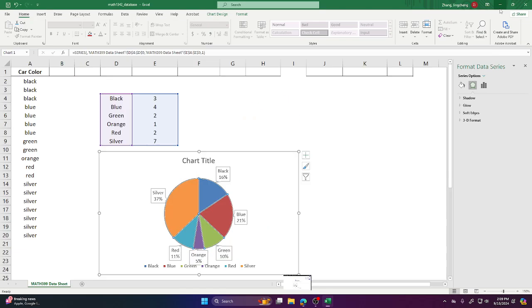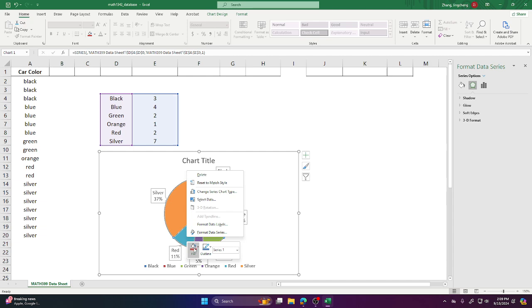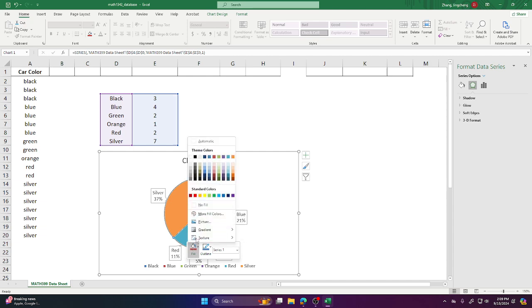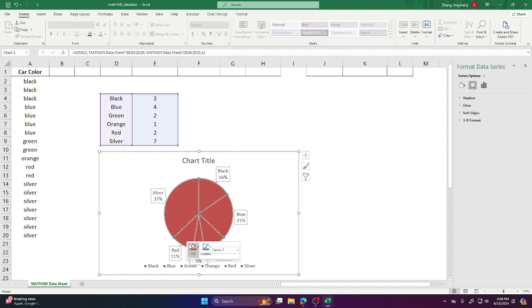Okay, let's try that. Oh, right here. Oh, I wasn't even looking. I'm sorry. So, okay, this one's supposed to be red. So I'm going to fill it with red. Red. No, that didn't work. Okay, hold on.